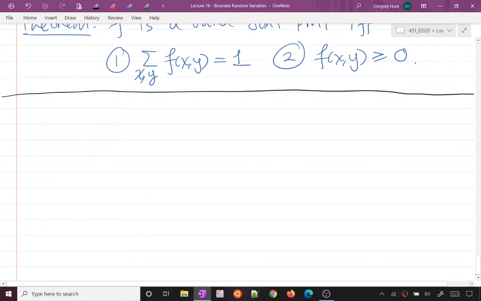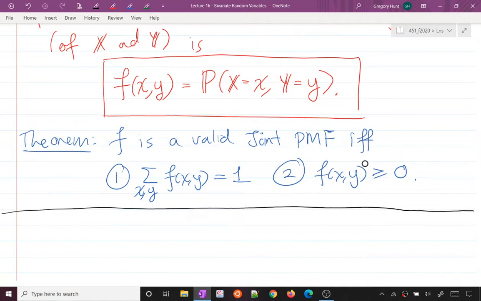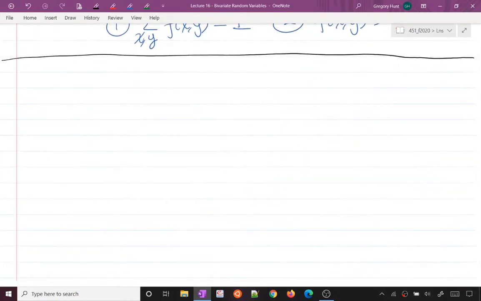So that's a real quick rundown of the joint PMF. What we didn't have in the univariate case that we now have in the bivariate case is that we have not only the bivariate PMF, or what we're calling the joint PMF, but we also have the marginal PMF. So we have the PMF of X alone and the PMF of Y alone, and there's going to be a relationship.